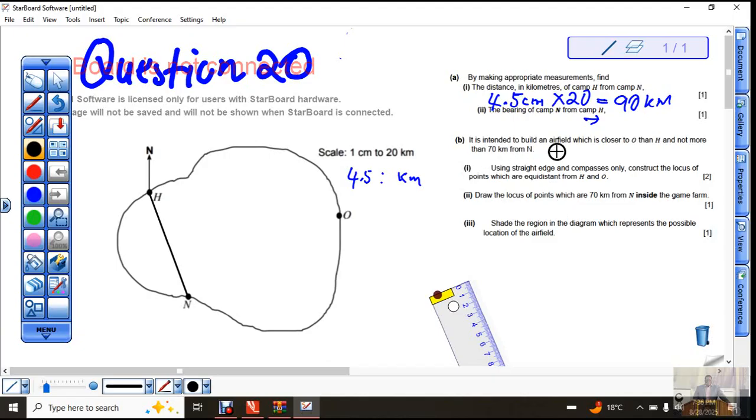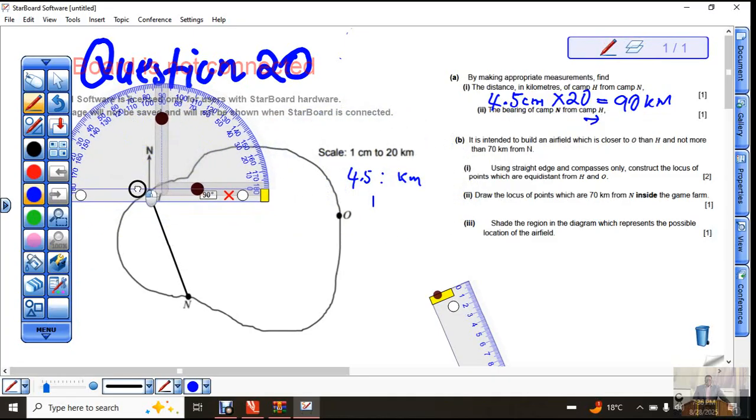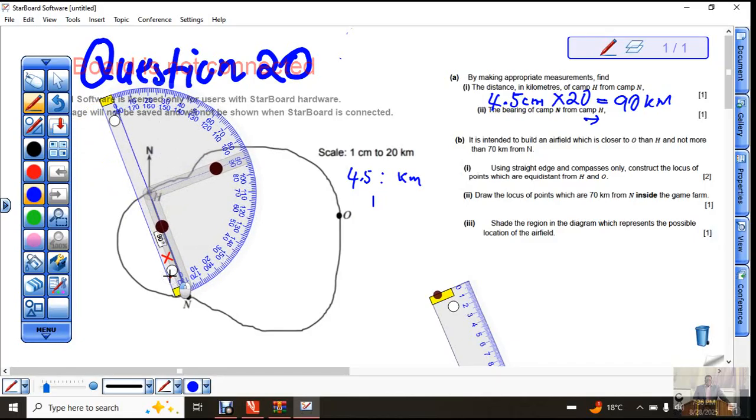If it says find the bearing of N from H, we need to go to H, then we go in a clockwise direction. So you'd be grabbing your protractor and measuring. I'm just going to rotate my protractor so I can have it exactly at that point. I know the angle is bigger than 90 degrees, so this is the scale I'm going to use. You should have a look over here to see what that angle should be. I'm getting an angle of 159, 160, give or take.